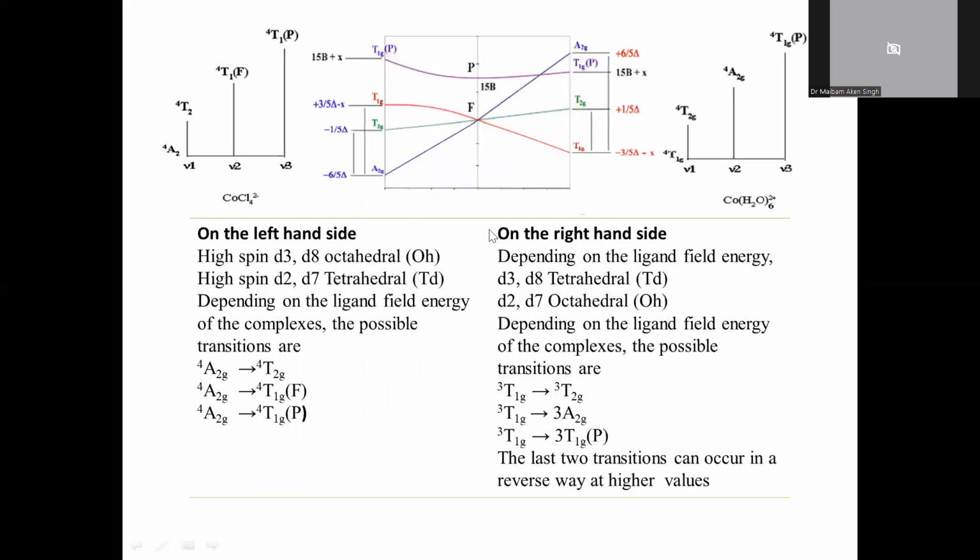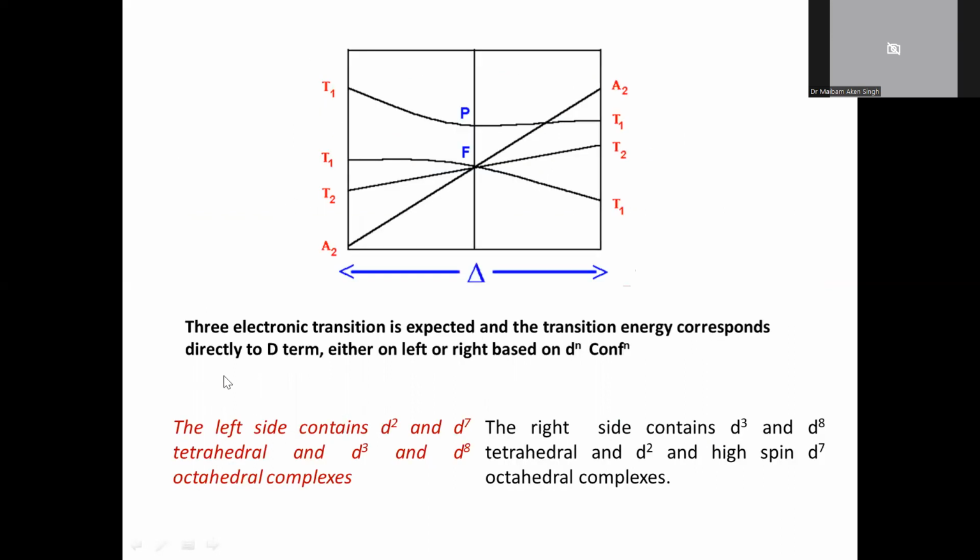Then let's see a sum up. For the D Orgel diagram, only one transition, that is why no problem. But in this case, three transitions. In Orgel, three electronic transitions are expected in this: one to this, one to this, one to this, like this.